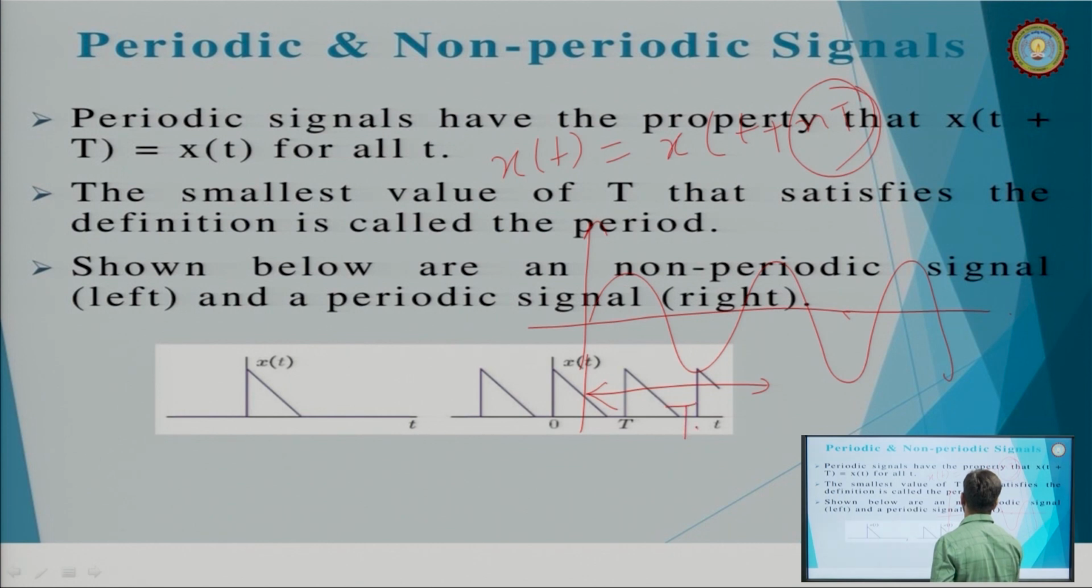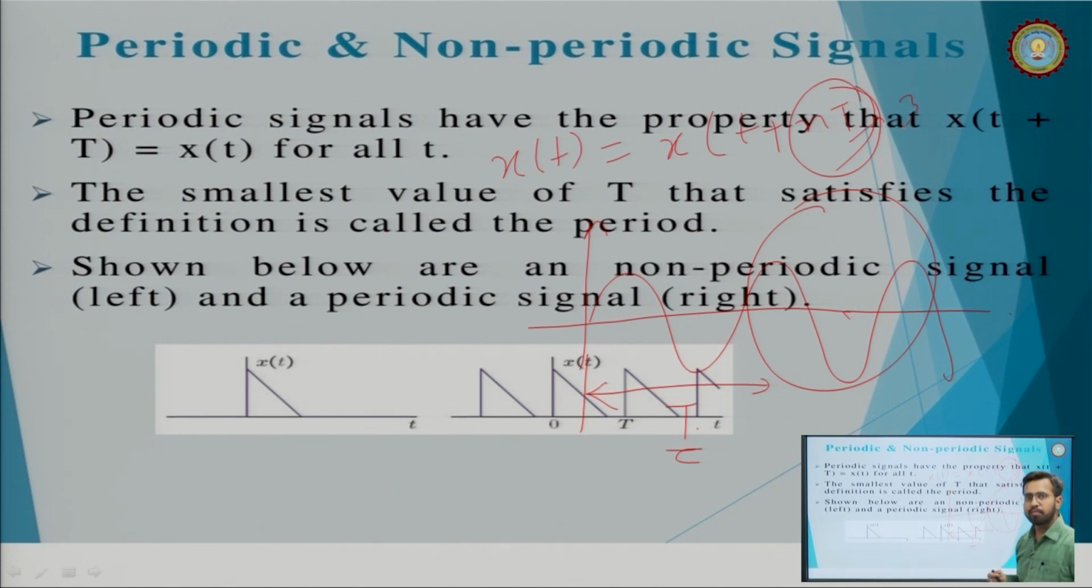If it is having time period T, that means if we keep t equal to 0, then what will we have? We will have this signal. Again if we keep t equal to 1, then what we will have? We will get this part. Again if we keep t equal to 3, then again we will get the next cycle.